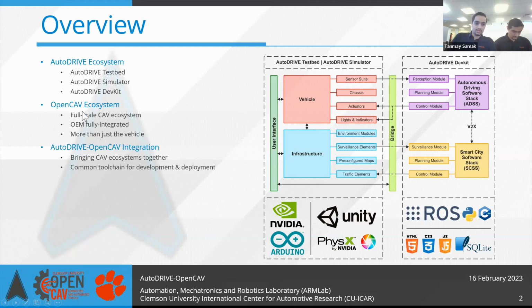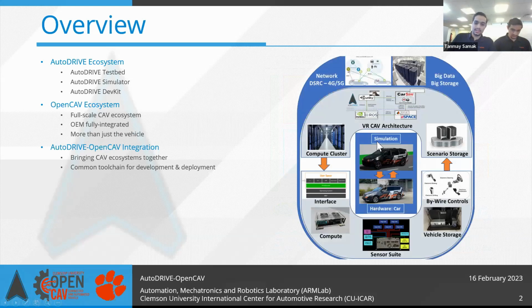We are also aware of what the OpenCAV ecosystem is. It is the full-scale Chrysler Pacifica vehicle, which is fully integrated, but it's not just the vehicle. It's more than just the vehicle. It has other components to it, which make it an ecosystem rather than just a simple autonomous vehicle. And what we are talking about today is integrating the two ecosystems together to have a common tool chain for development and deployment, as well as to use it for similar kinds of applications.